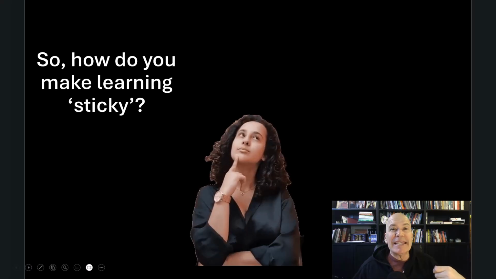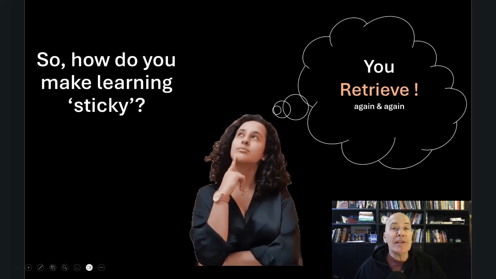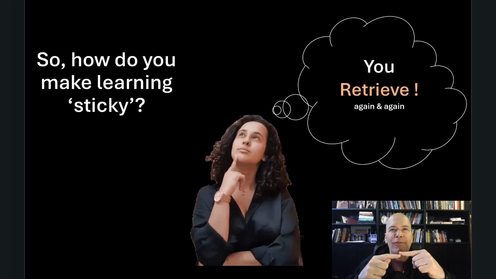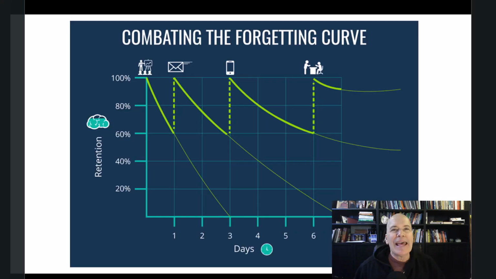How do you make it connect in such a way that you have a memory in place, not only for yourself, but also for your students? Well, the key here is retrieval. You need to constantly have opportunities to bring that knowledge out into the brain and play with it in order to make those neurons link ever more strongly. And in this way, we combat the forgetting curve.